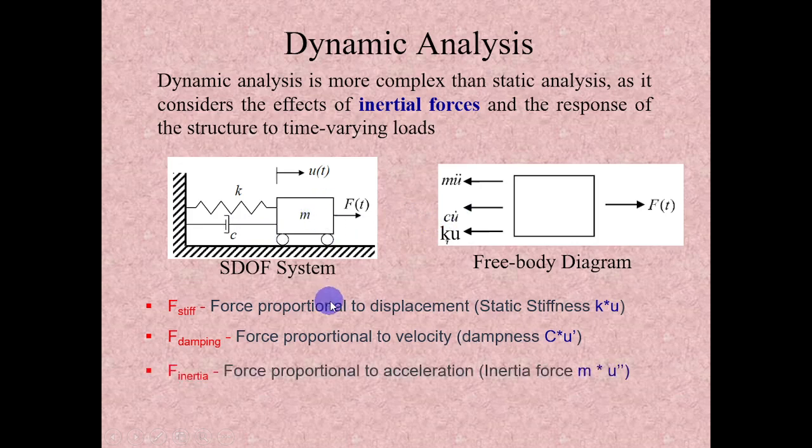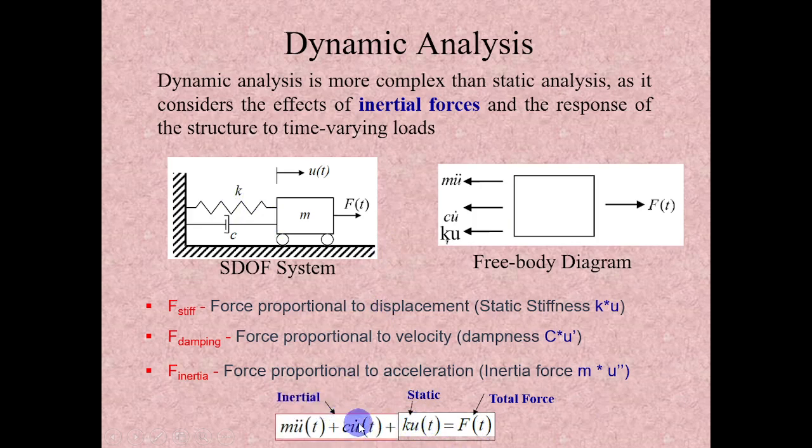And the third force is called the inertia component. This inertia force is directly proportional to the second derivative, which means the acceleration of this object moving in this direction. So if we write an equilibrium equation for this condition, the force F is equal to the static component, K into the spring stiffness, in addition to the inertia component: the damping matrix times the velocity, the mass matrix times the acceleration, and the stiffness matrix times the displacement.